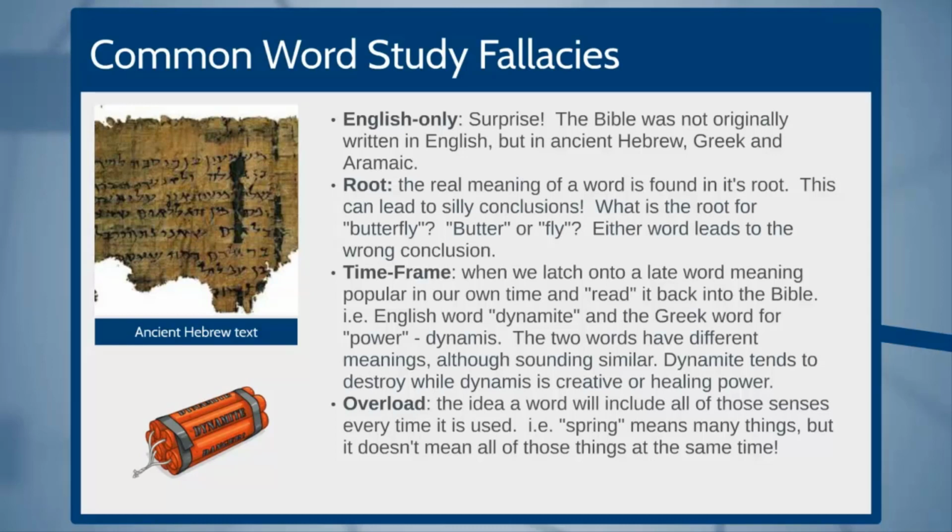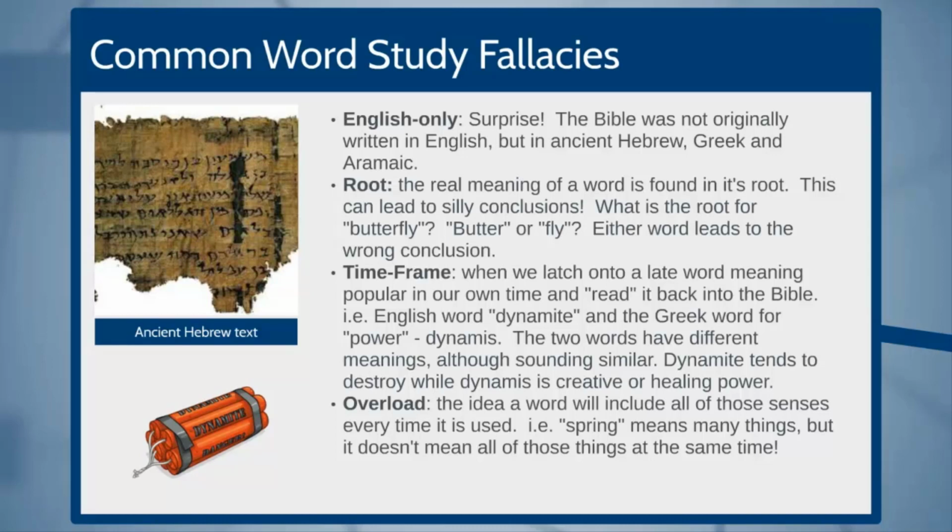Like, for example, the word butterfly. What is the root of the word butterfly? Is it butter or is it fly? Either of those will probably leave you hanging a little bit as far as understanding the essence of butterfly. And so you may get to the wrong conclusion. So just because you're starting to get into concordance study, don't always assume that going back to the root is connected to the word you're looking up.